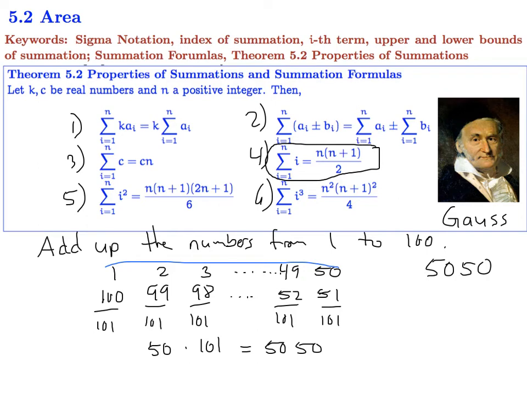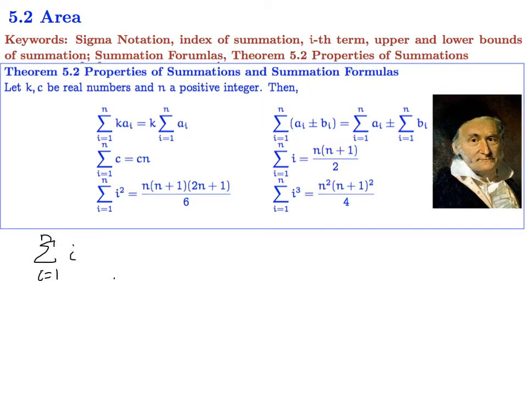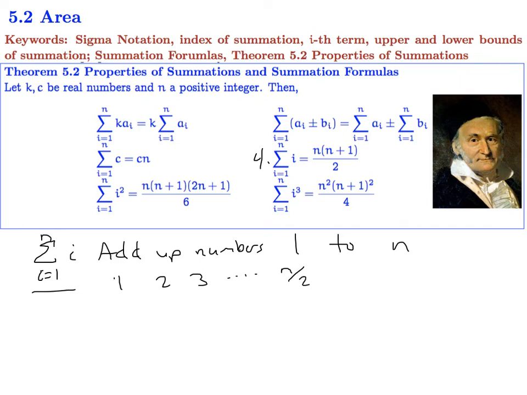So let's think about this. And let's make room so we can write some stuff down to think about this. So what this summation over here in number 4 is really saying, and I've written it again here, is it's really saying add up the numbers that start at 1 and go up to n. Well, what Gauss would do is Gauss would say, okay, let's line up the numbers. 1, 2, 3.